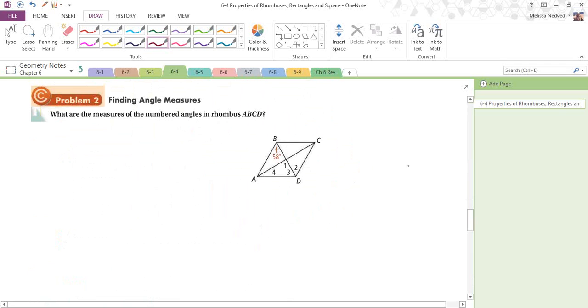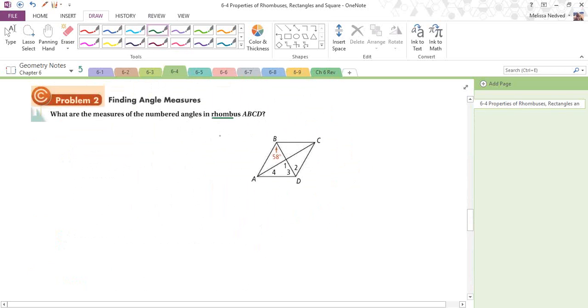And in this case, we're actually only given 1 angle measure. We can find all of these others, and they're labeled here 1, 2, 3, and 4. Now, please make note, you won't always be able to find these in numerical order, 1, 2, 3, then 4. Just find them in the order that makes sense to you. You might need to know 3 before you can find 2, for example. All right, so it asks us to find the measures of the numbered angles in rhombus ABCD.